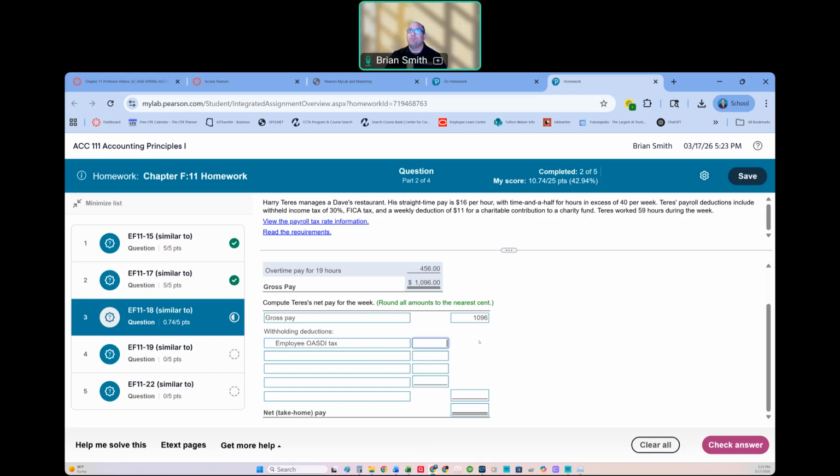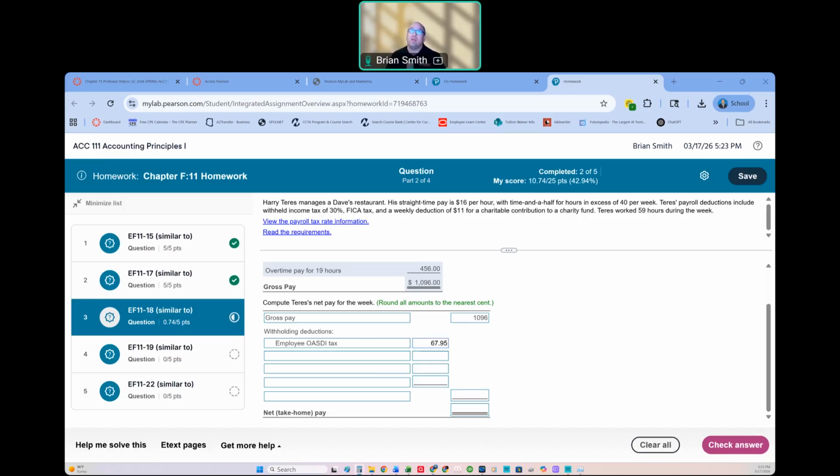Social Security, 6.2% of gross. So I'm going to take 1096 times 0.062. Round all amounts to the nearest cent. So the nearest cent for me, I got 67.952, so I'm going to stay at 67.95.